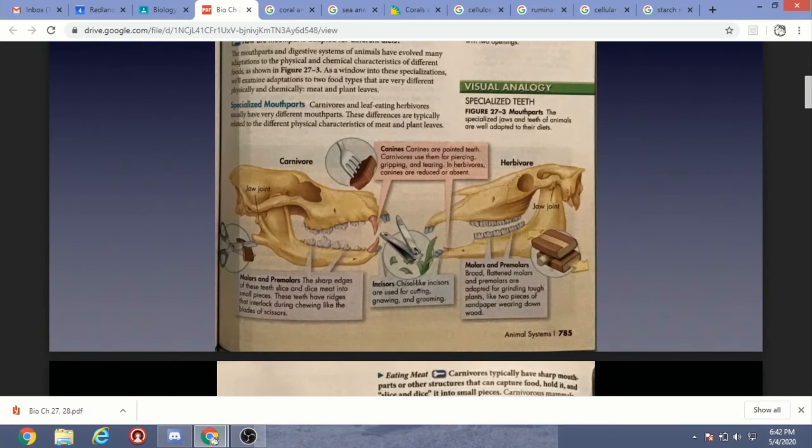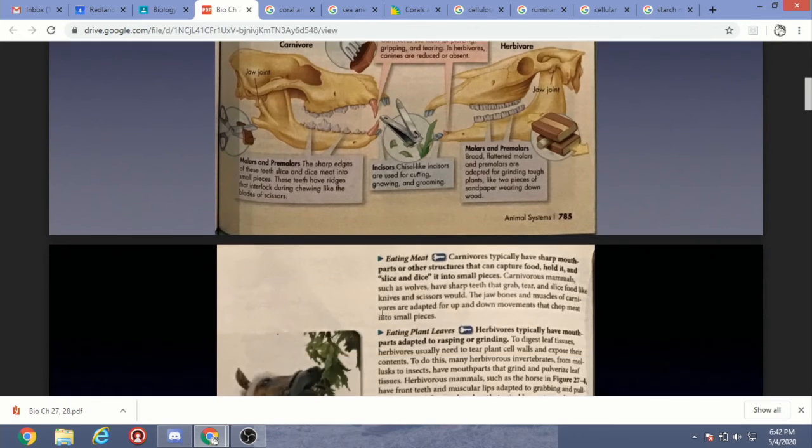So you want all your teeth. They all have a function, from your canines to your incisors to your molars and premolars. They all have a function.